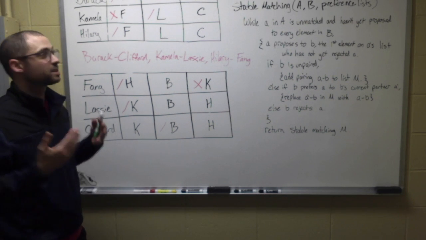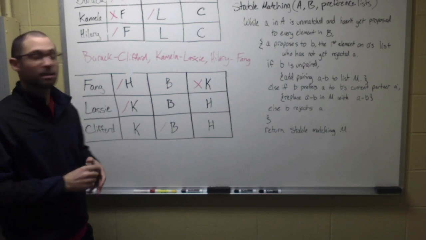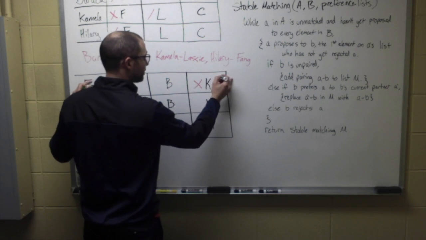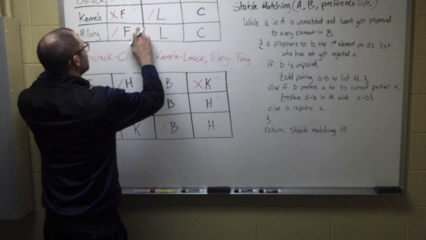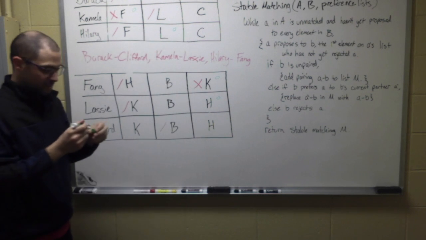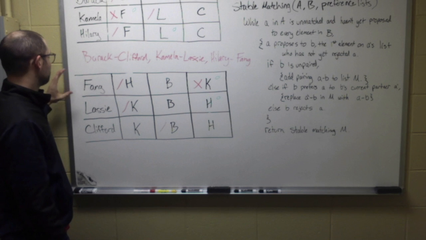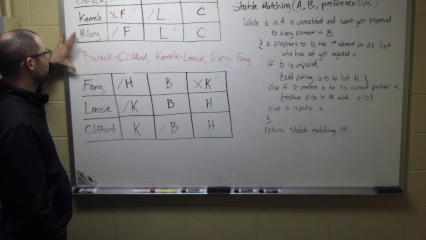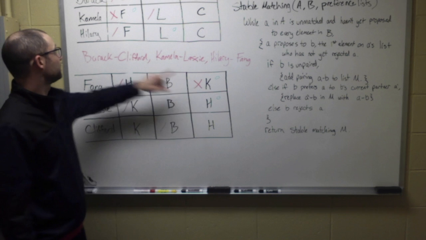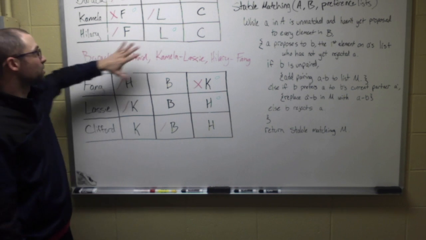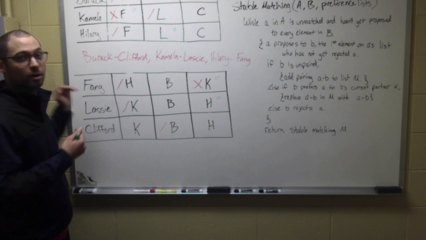To clarify what stability means a little bit more, say for example that in some matching you had Fang and Kamala paired together, and Lassie and Hillary paired together. You can see that this matching is unstable because Fang and Hillary prefer each other over their current partners. Fang would rather be with Hillary than Kamala, and Hillary would rather be with Fang than Lassie. And so that pairing is unstable. A stable matching is one in which there are no unstable pairings.